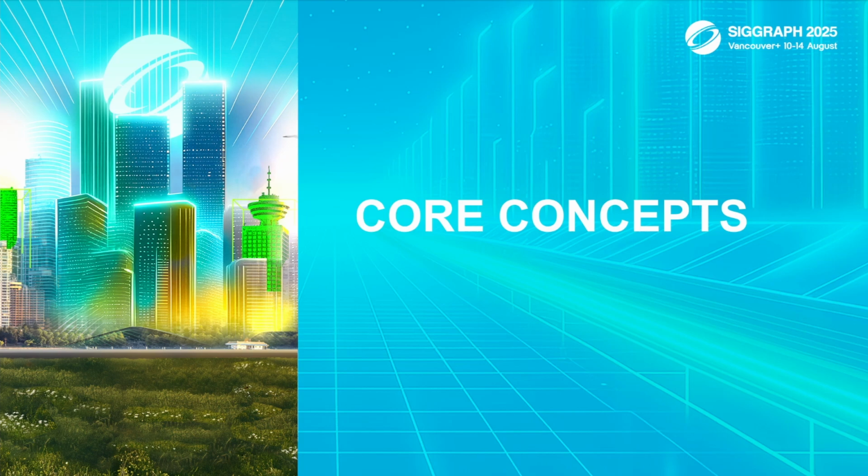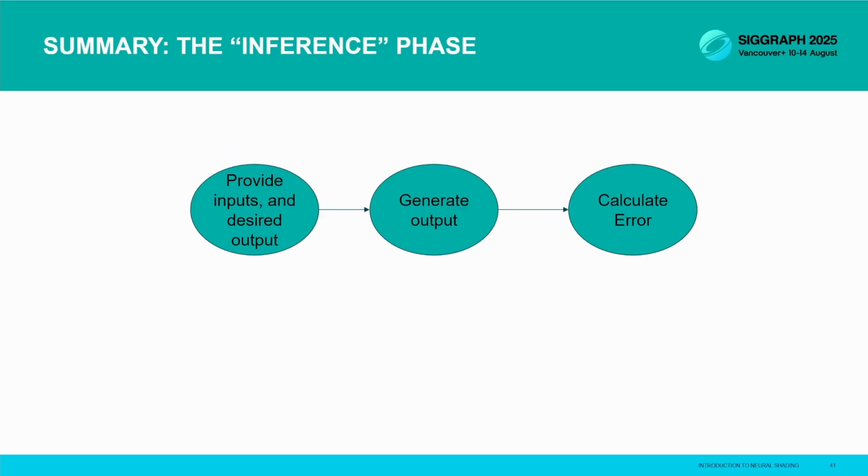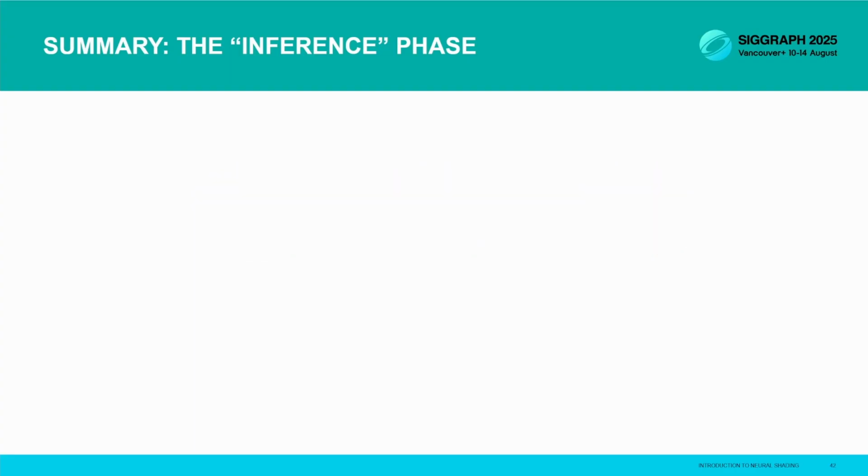Okay, so let's summarize where we're at currently. What we've seen in the previous section is what we call the inference phase of the optimization. We've identified some trainable parameters and the desired output we want to achieve. We have some function that turns those parameters into an output, and we have a way of measuring the error between the current output and the desired output.